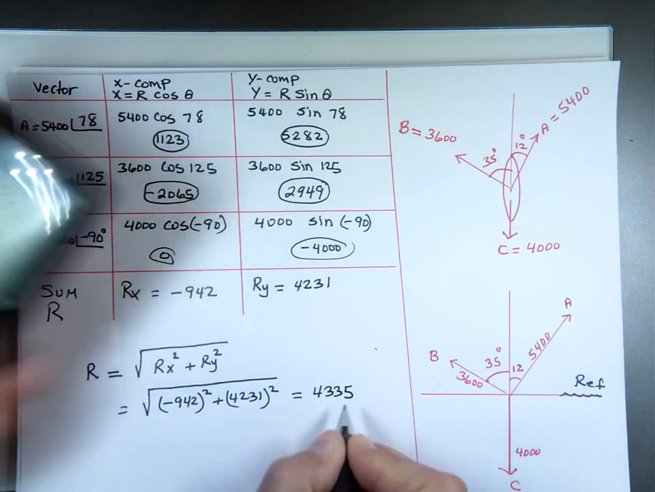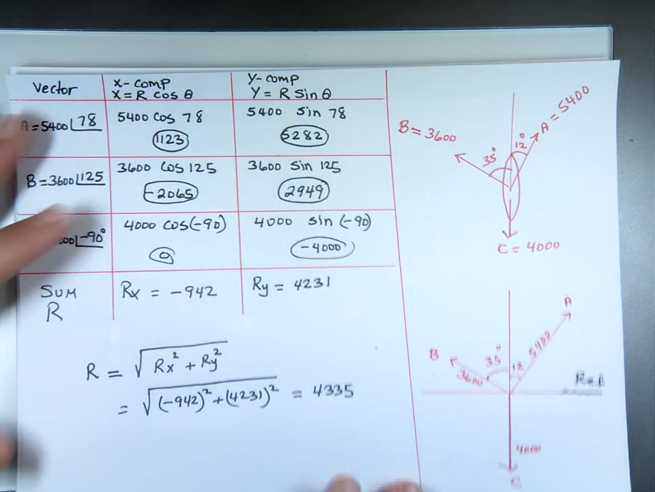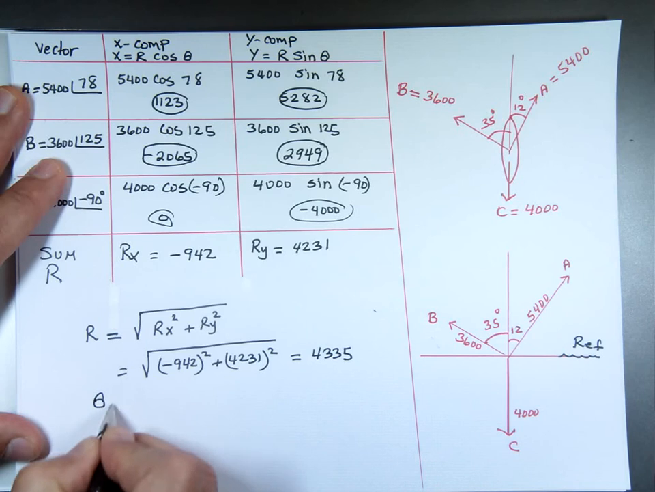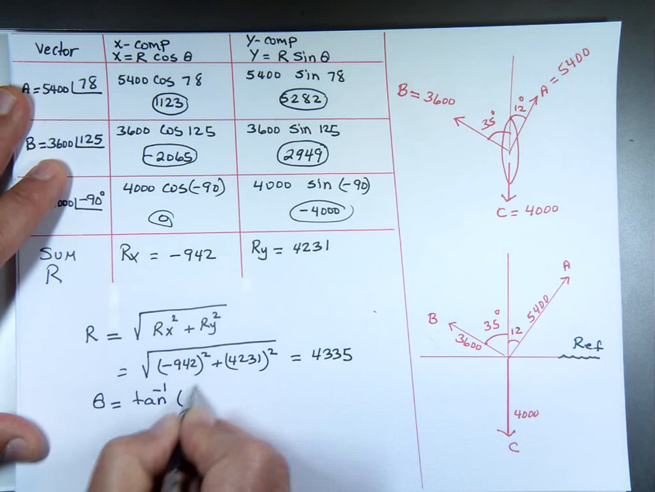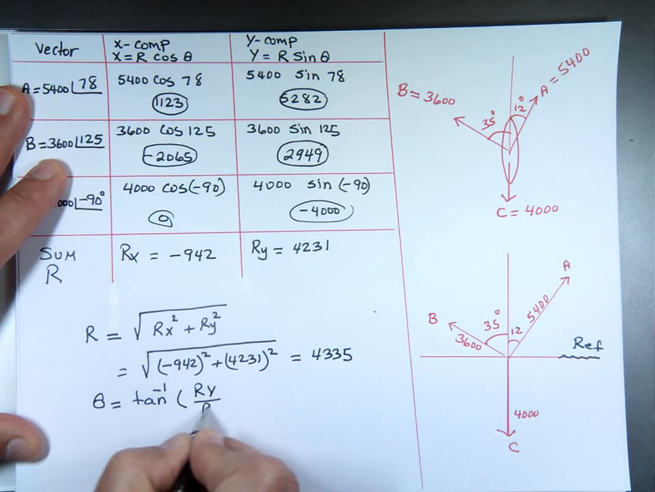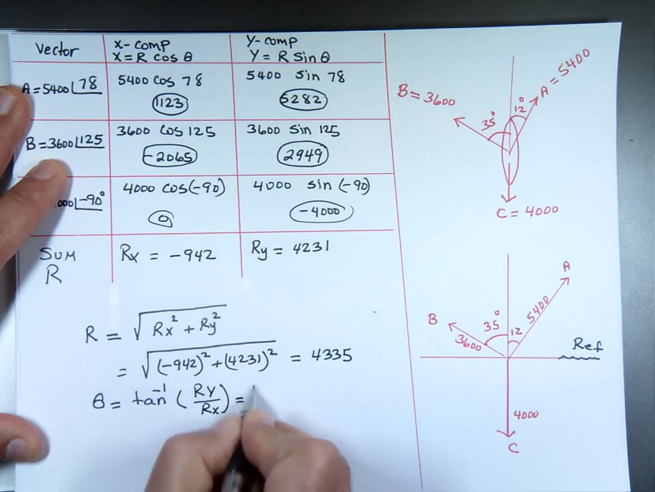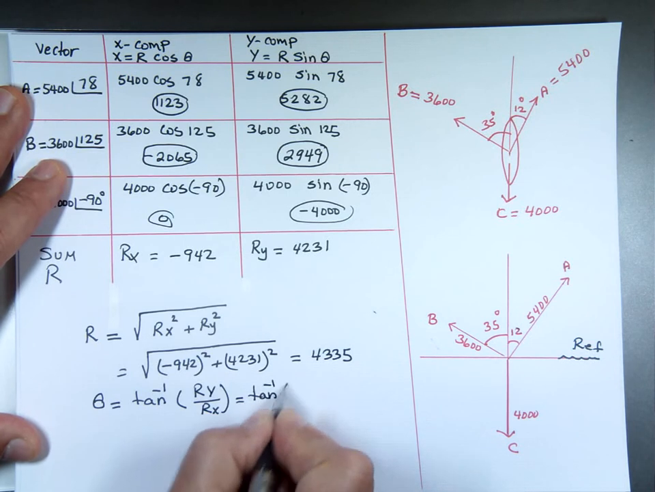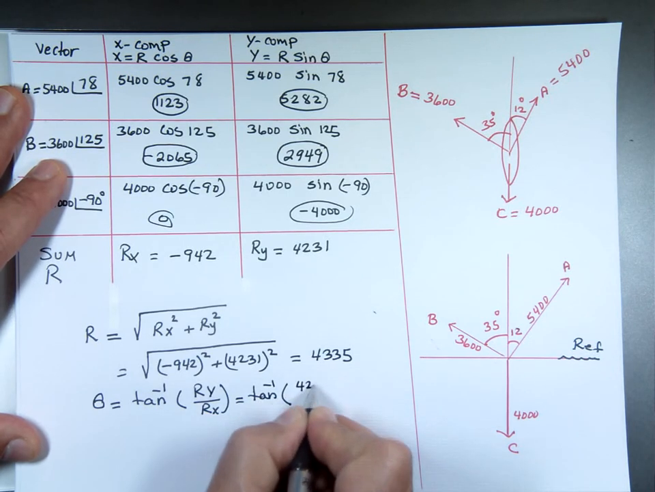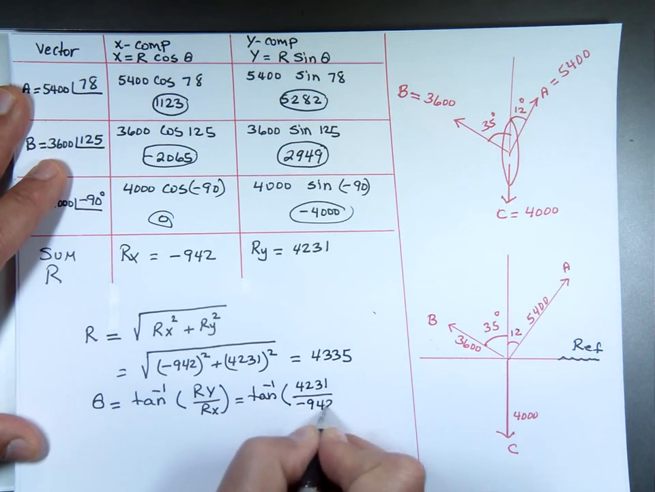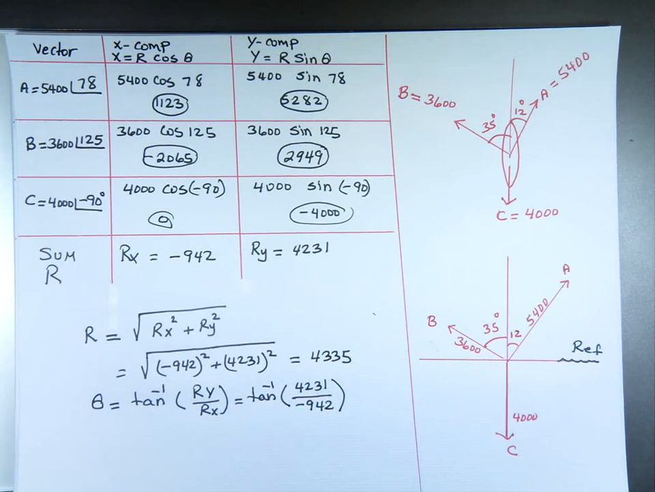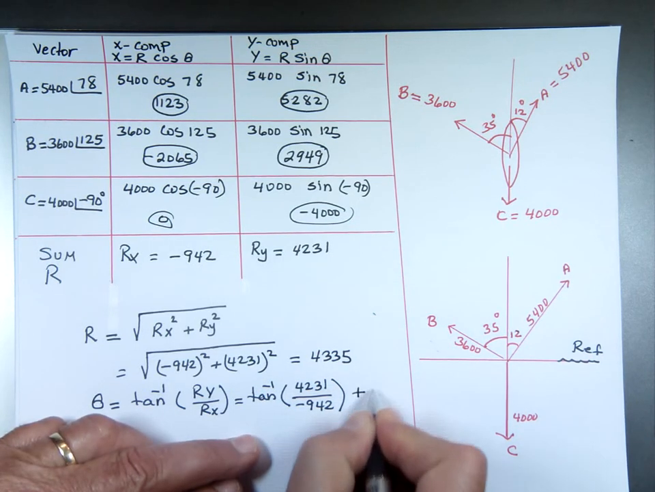And what about theta? Isn't that the inverse tangent of the y value over the x value? Y is what? 4231 over the x value negative 942. Are we in second or third quadrant? Is x negative? Yes. If x is negative, what do we do? Add 180 degrees to that answer.